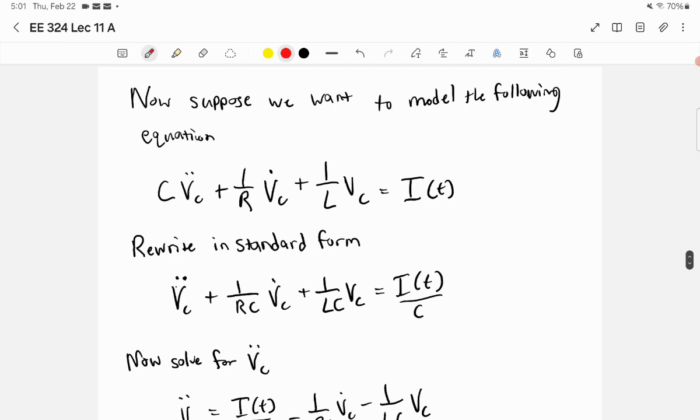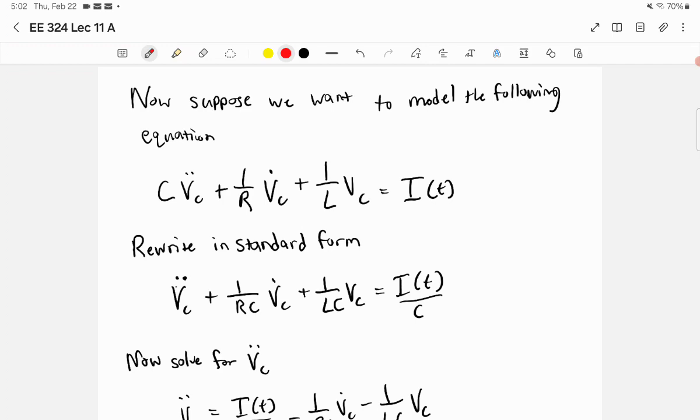Okay, let's make this a tiny bit more complicated, and then we're going to go on and make a pretty significantly more complicated model to follow through. So suppose we want to model the following equation. We have c times vc double dot plus 1 over r times vc dot plus 1 over L times vc is equal to I of t. This is very similar, but not exactly the same as an equation that you should have come up with in one of the previous group works.